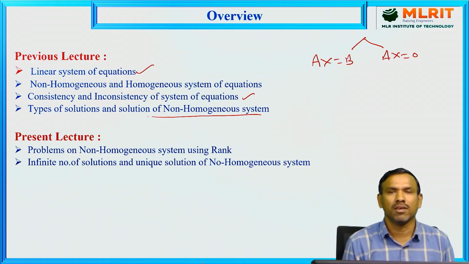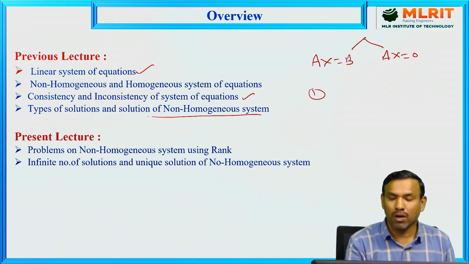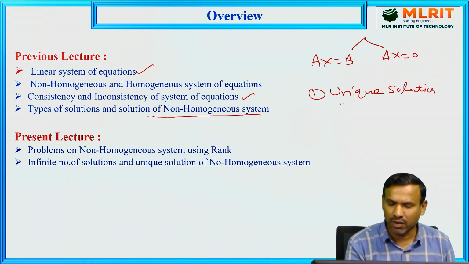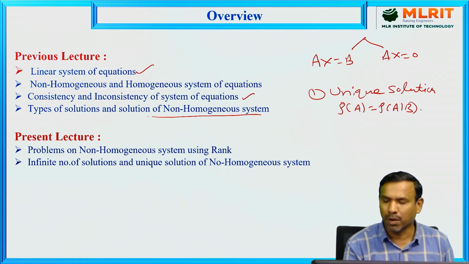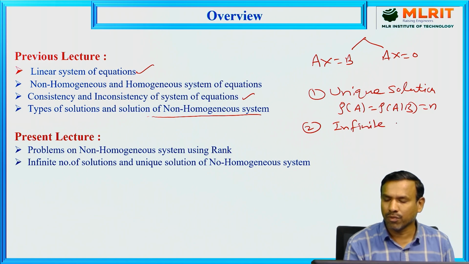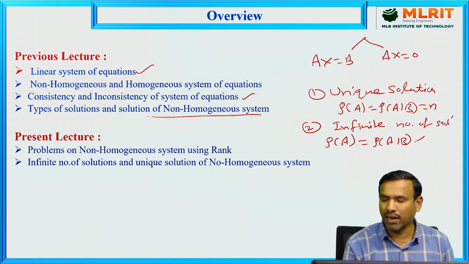There are three possibilities. One is the unique solution case. A unique solution exists when rank of A is equal to rank of A by B, which is equal to the number of unknowns. The second one is infinite number of solutions. The system will have infinite solutions when rank of A is equal to rank of A by B, which is less than n, the number of unknowns.